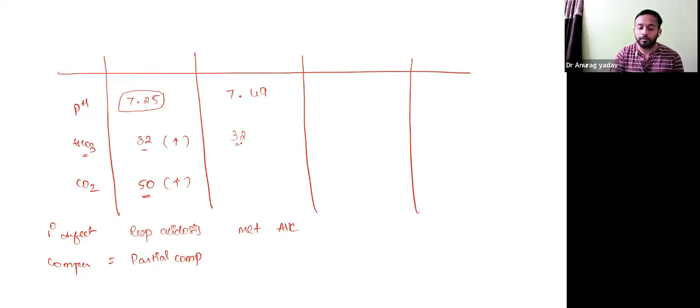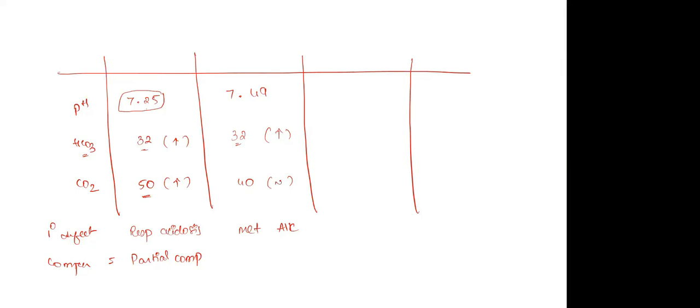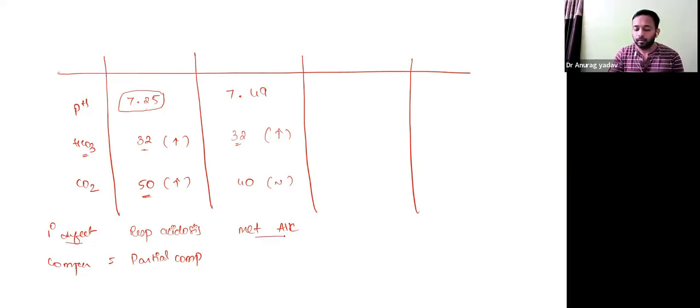Now, third, you see the carbon dioxide. What is the level of carbon dioxide? Is it normal, low or high? Normal is 35 to 45, so it's in the normal range. So the primary defect is metabolic alkalosis. What is the compensation? No compensation, because there is no change in the carbon dioxide concentration. It is still in the normal range. But the primary defect is metabolic alkalosis.